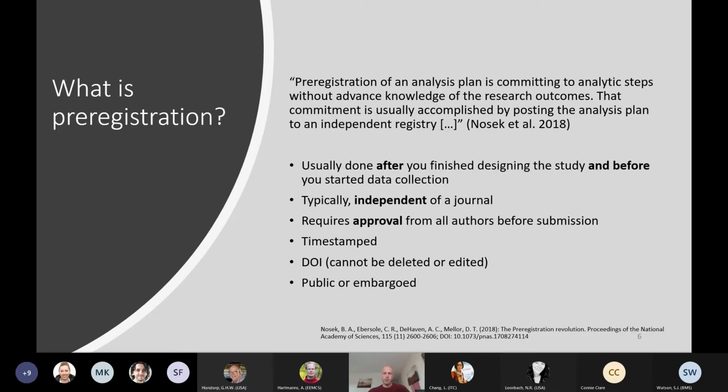A pre-registration also receives a timestamp, which is usually the publication or submission date, and it also receives a DOI, making it possible to cite the pre-registration. And finally, a pre-registration is not necessarily public, but can be embargoed for up to a few years.